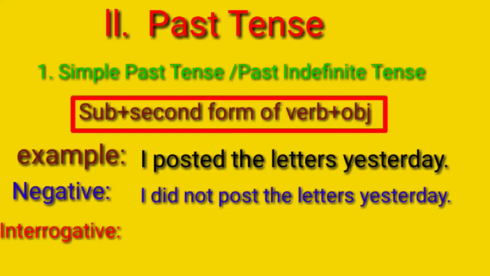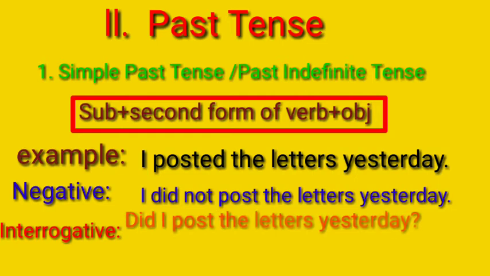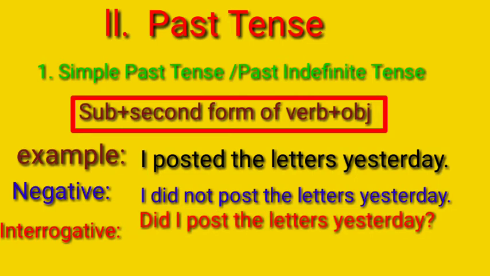Okay. For changing one sentence into interrogative, we must use first the auxiliary verb. Okay. Then we can write did. Did I, then subject will come. Post. After using did, always use the first form. Did I post the letters yesterday? Then question mark. Okay. Now it is the interrogative sentence. Means yes or no question.